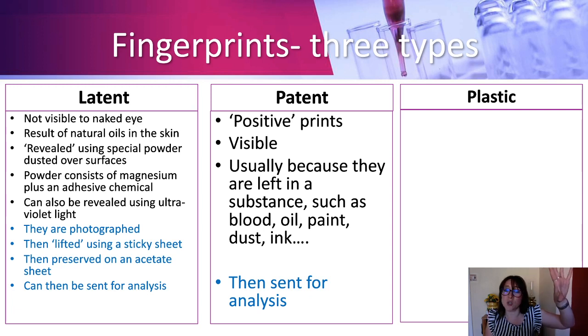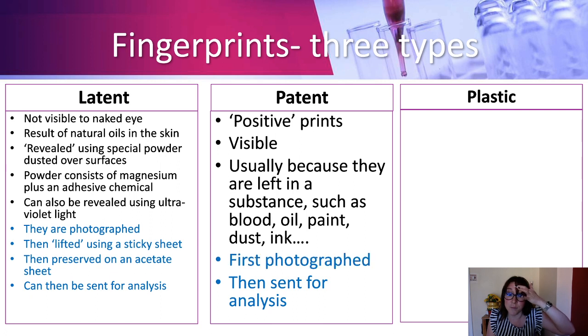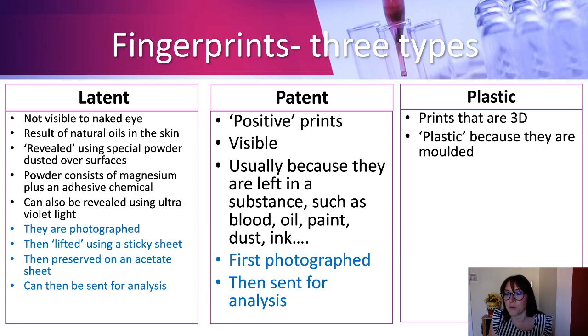You can see fingerprints on windows and things. So these are things that are visible to the naked eye. They are first of all photographed and then again sent for analysis. Finally, you have plastic. These are prints that are 3D.